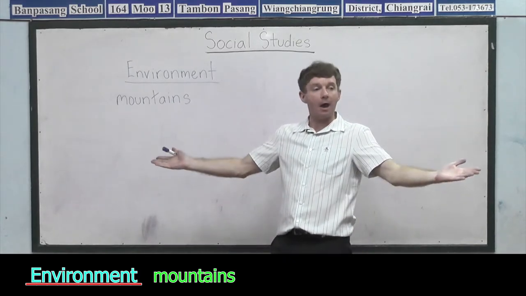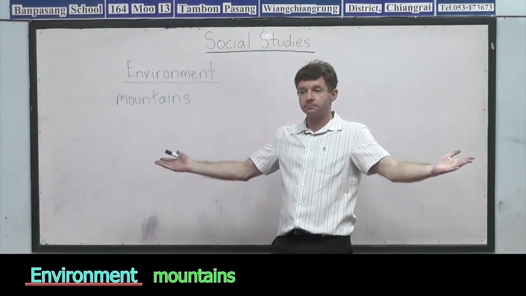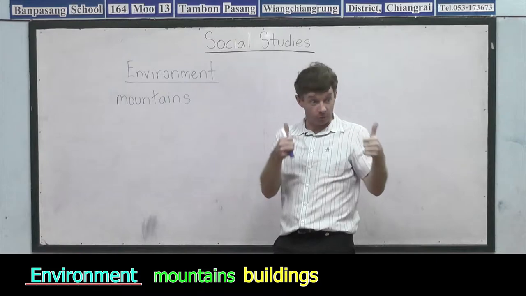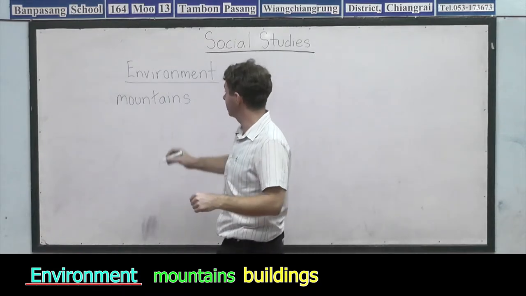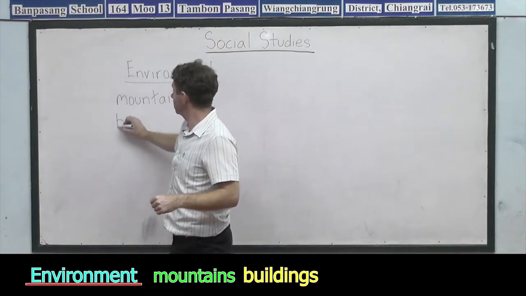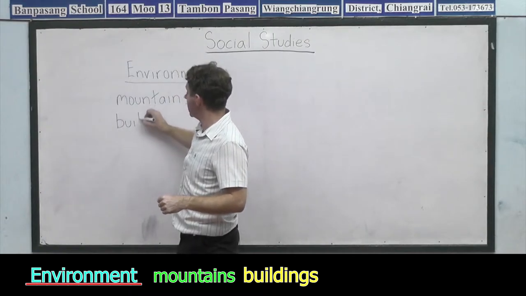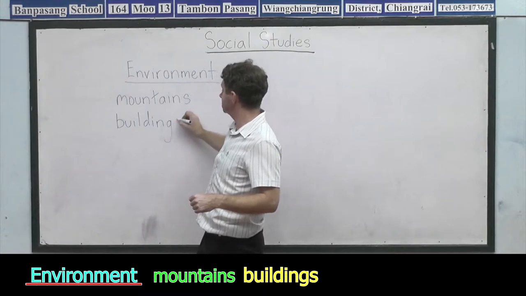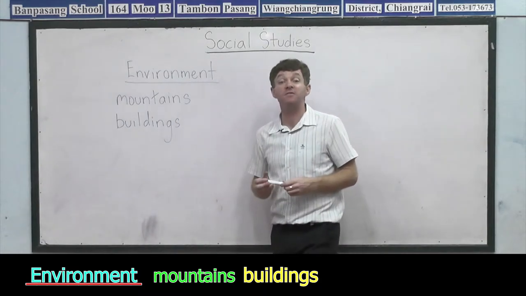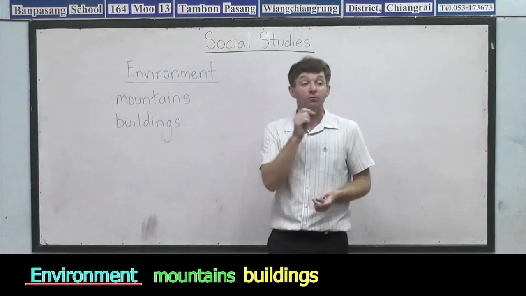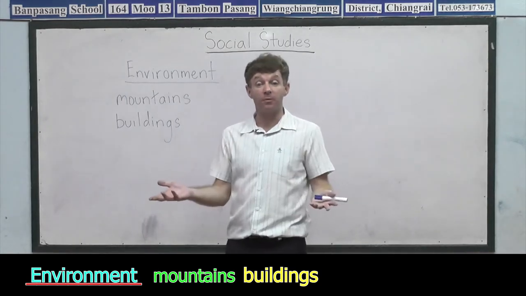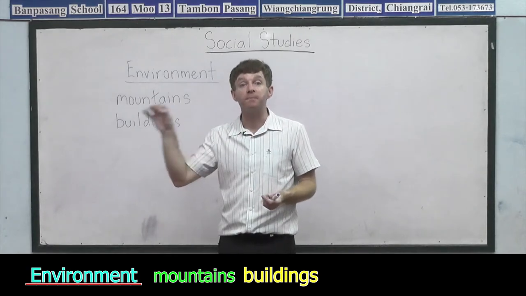Any other examples, Pakpum? Buildings. Yes. Where are we now? School. What type of place is a school? Building. School is a building. Excellent. Buildings. B-U-I-L-D-I-N-G-S. Buildings. For example, school, house, hospital, shop. They're all examples of buildings.